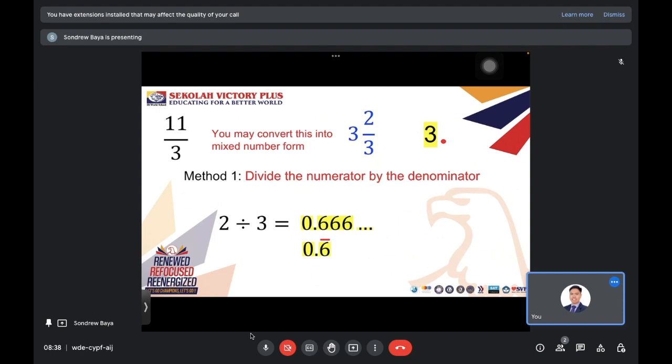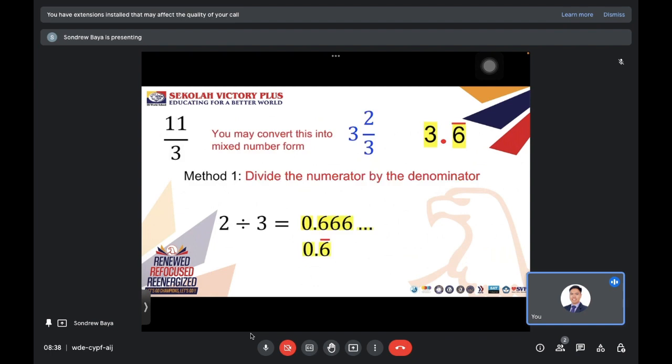Alright? So we now know that the decimal is 0.6 with a bar on top. It means this value 6 just simply repeats. So the answer is 3.6 with a bar on top. The bar on top should only be written on the decimal part which repeats, or the portion which is repeatedly appearing, or sometimes we call it recurring.